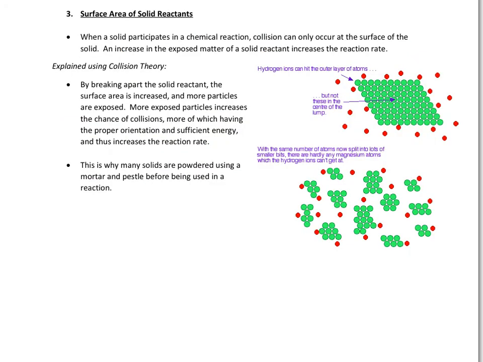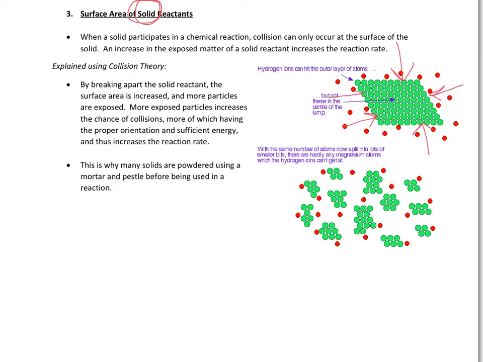The next factor we're going to look at is surface area. Note that surface area will only work for solid reactants, as liquids and gases do not have surface area. Very similar to the last factor of pressure. Pressure will only work for gases. When a solid participates in a chemical reaction, the collision can only occur at the surface, like in this diagram here.